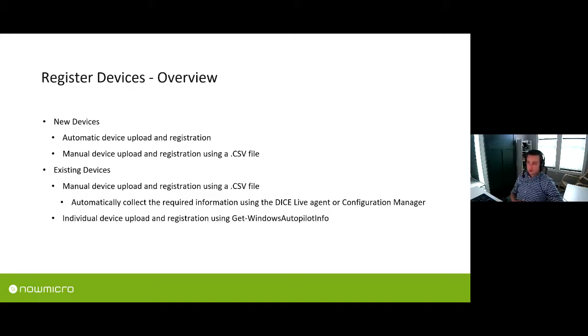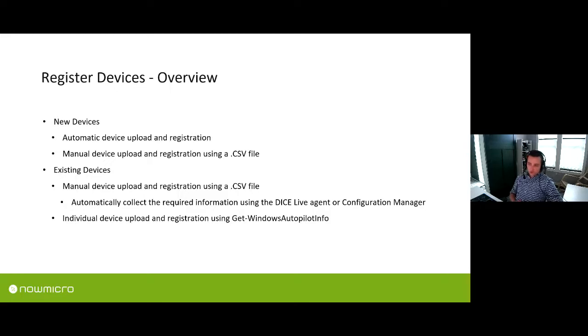Alternatively, the vendor can provide the customer a list of devices with the required hardware information in a CSV file. The customer can then manually upload that CSV file in their Intune portal. For existing devices, the hardware information can be collected using tools like Configuration Manager or Now Micro's own Dice Live agent. That data can then be put into a CSV format and uploaded into the Intune portal.